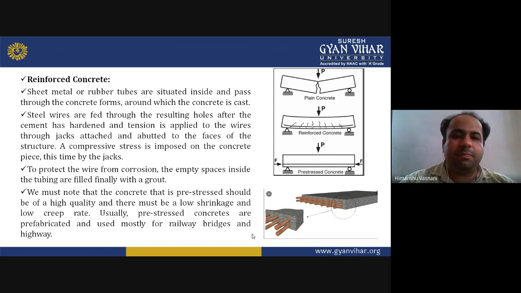So a compressive stress is imposed on the concrete piece by the jacks. To protect the wire from corrosion, the empty spaces inside the tubing are finally filled with grout.